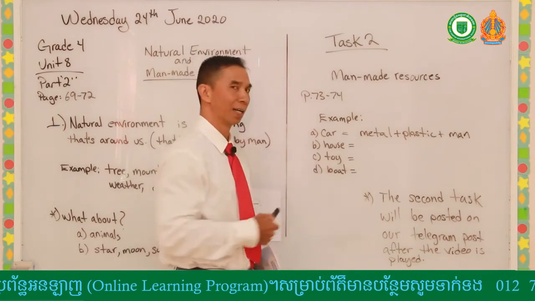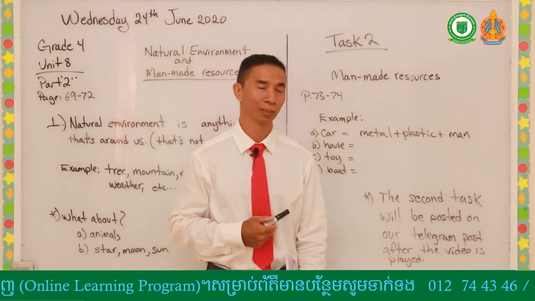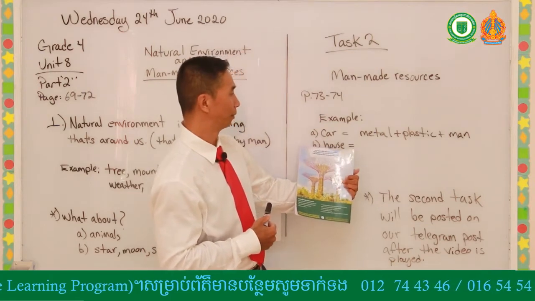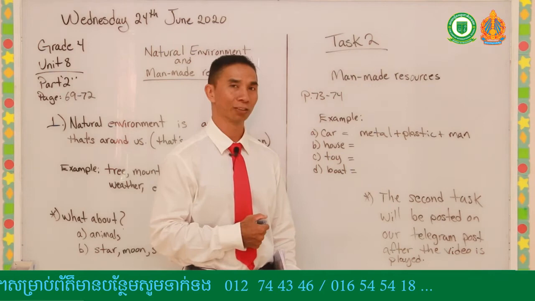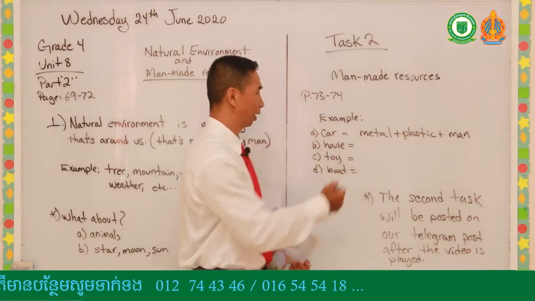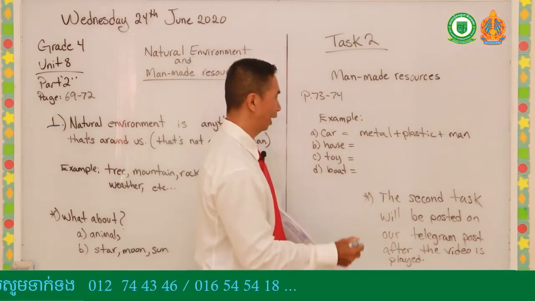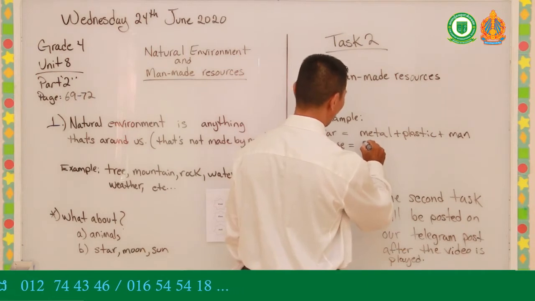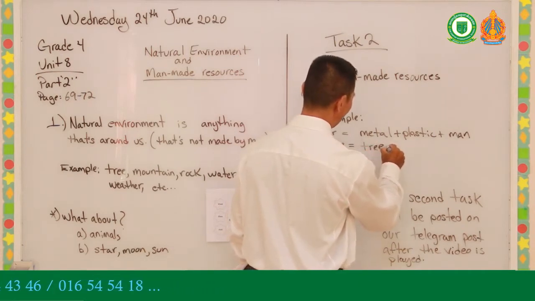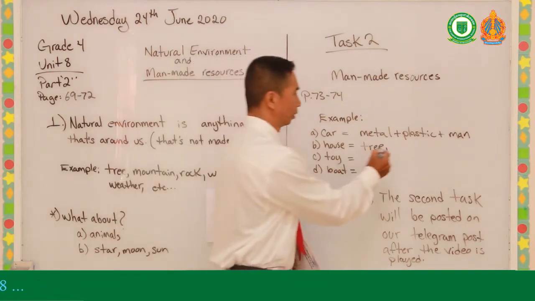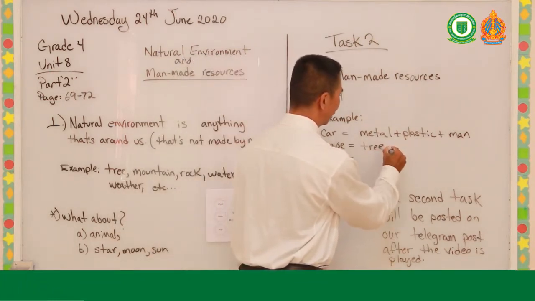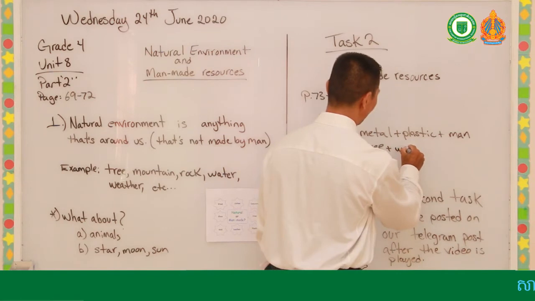So a house. How is a house built? And what kind of resources from our natural environment can create or build a house? I'm going to give you another example here of how a house is built. A house is made from a tree, right? But from the tree, what do we turn the tree into? Tree plus wood, right?